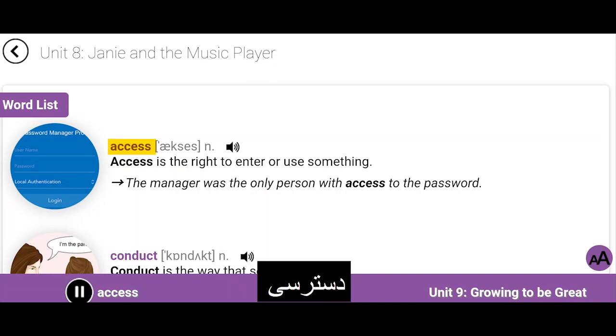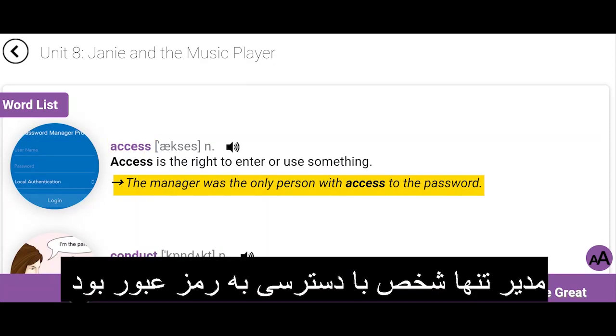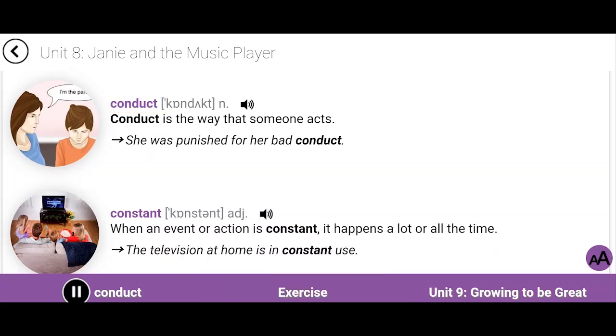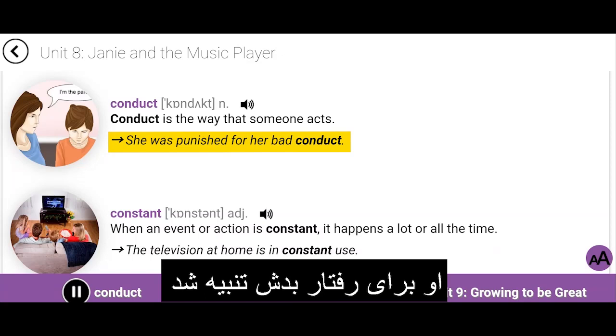Access. Access is the right to enter or use something. The manager was the only person with access to the password. Conduct. Conduct is the way that someone acts. She was punished for her bad conduct.